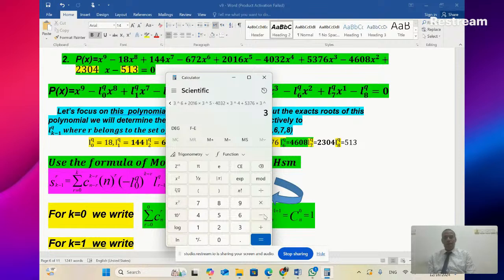Then minus 4000 and 4608 multiply by 2 squared. This is 2 squared. Okay. Then plus 2304 multiply by 3. Then minus 513. So this one is equal to 0.